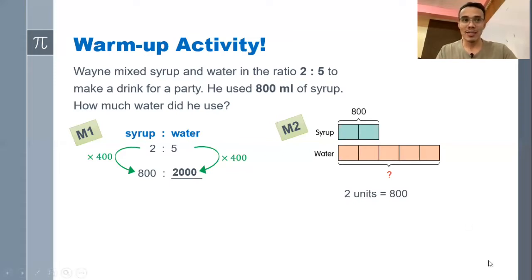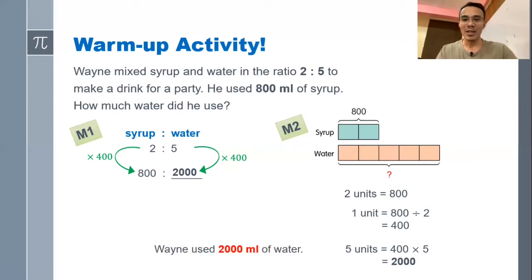Here, 2 units is 800. Therefore, 1 unit is 800 divided by 2. That is equal to 400. Next, we have to keep in mind our goal. Our goal is to find the amount of water used. And the amount of water used is 5 units. So we have to get 5 units, and 5 units is equal to 400 times 5. And 400 times 5 is 2,000. Therefore, Wayne used 2,000 ml of water.